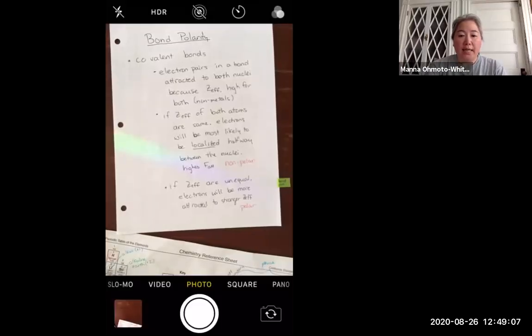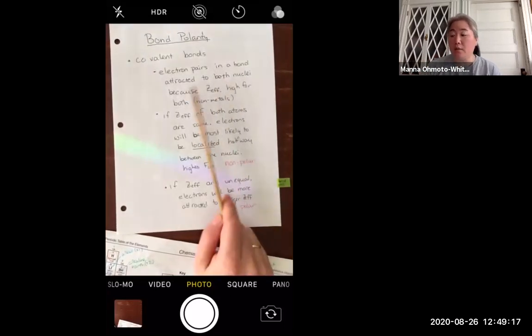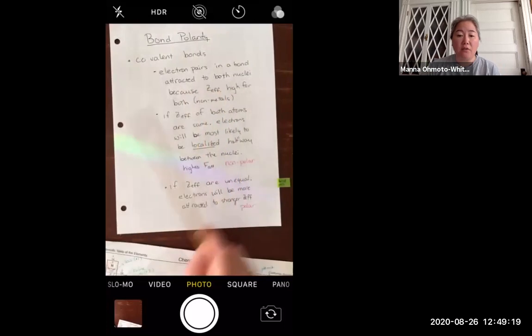This is going to be looking at bond polarity. So we're looking at covalent bonds. And remember that with covalent bonds, the electron pairs are attracted to both nuclei because the Z effective is high for both. They're both nonmetals.